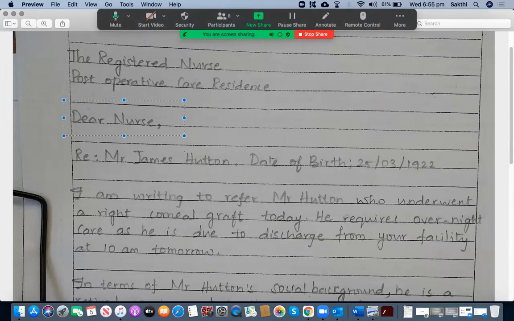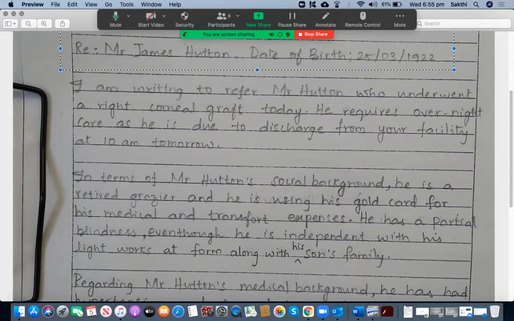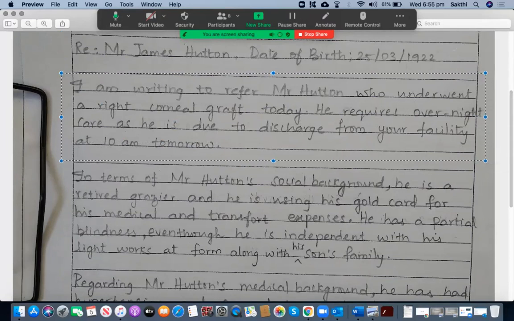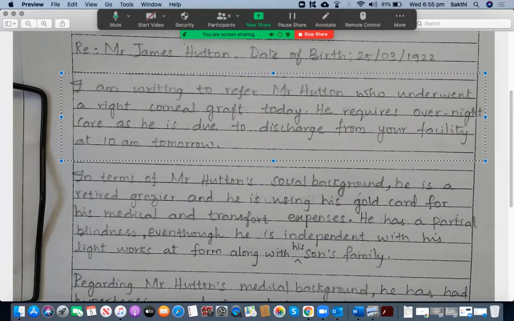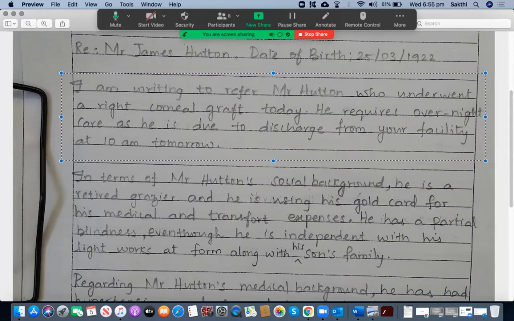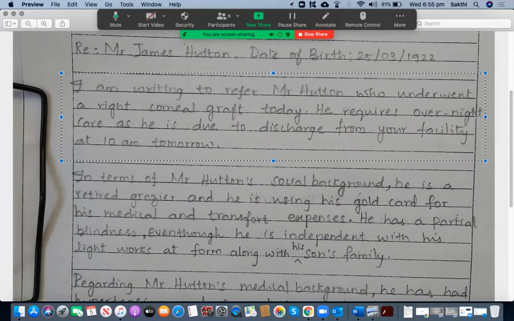"DNS," comma, I'm happy with that. "Regarding Mr. James Hutton," comma, date of birth, good. All right, "I'm writing to refer Mr. Hutton who underwent a right corneal graft today." Good. That's a good sentence without any mistake, and that's a complex sentence. I'm happy with that. "He requires overnight care as he is due to discharge from your facility at 10 a.m.